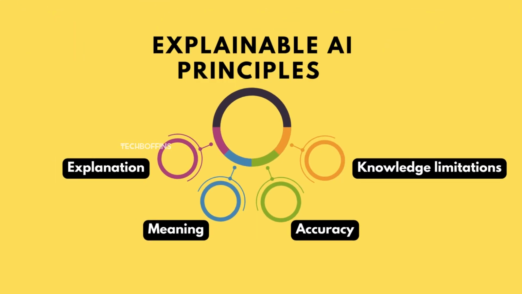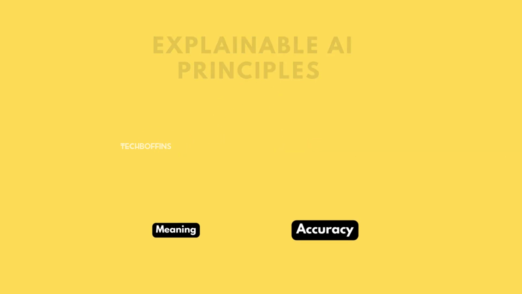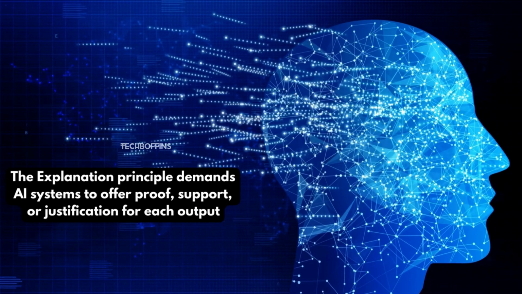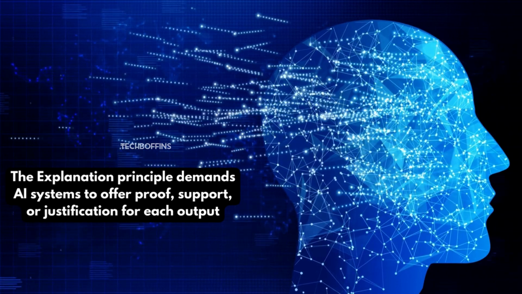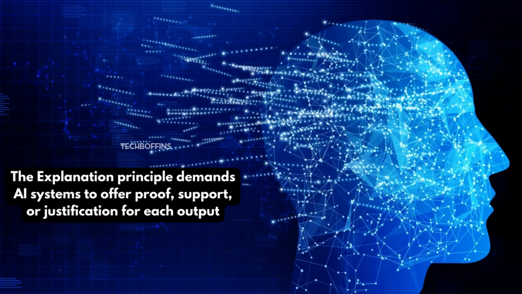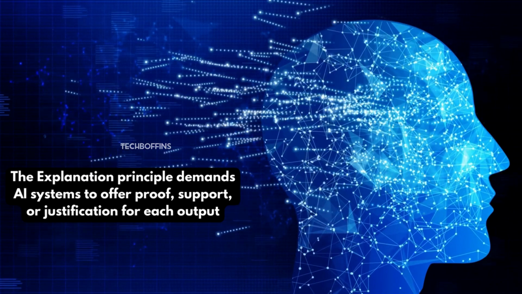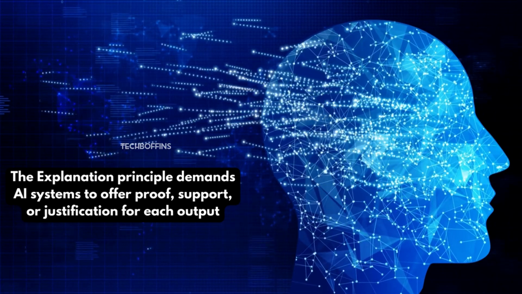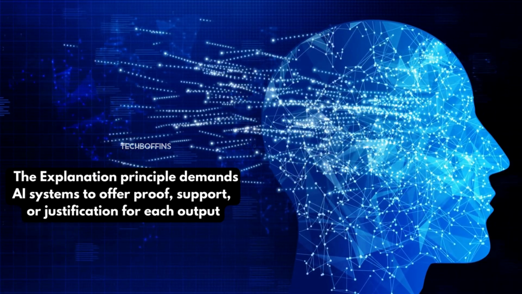Explainable AI works on four main principles: explanation, meaning, accuracy, and knowledge limitations. Explanation: all system outputs are accompanied by evidence or reason. The explanation principle demands AI systems to offer proof, support, or justification for each output. This idea does not imply that the evidence is correct, instructional, or explanatory in and of itself. Rather, it states that a system can give an explanation.